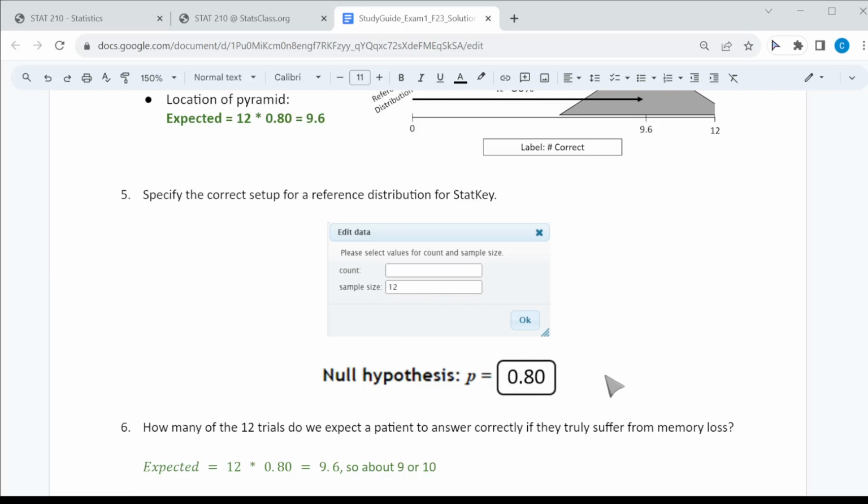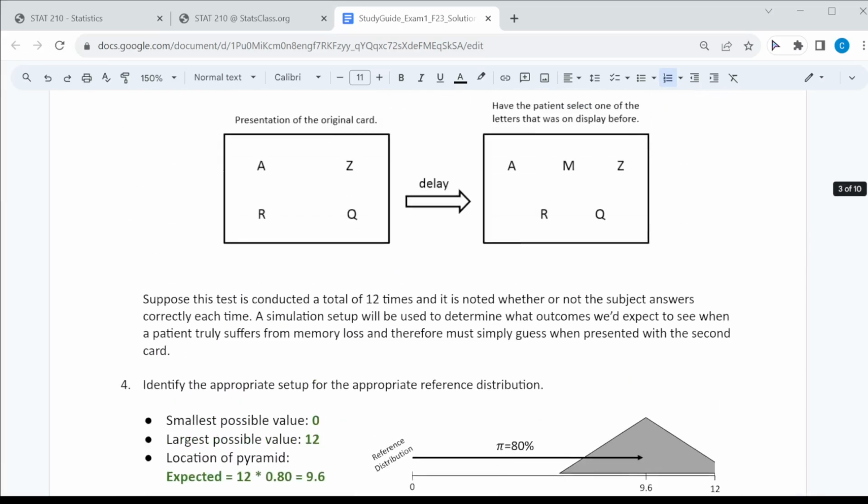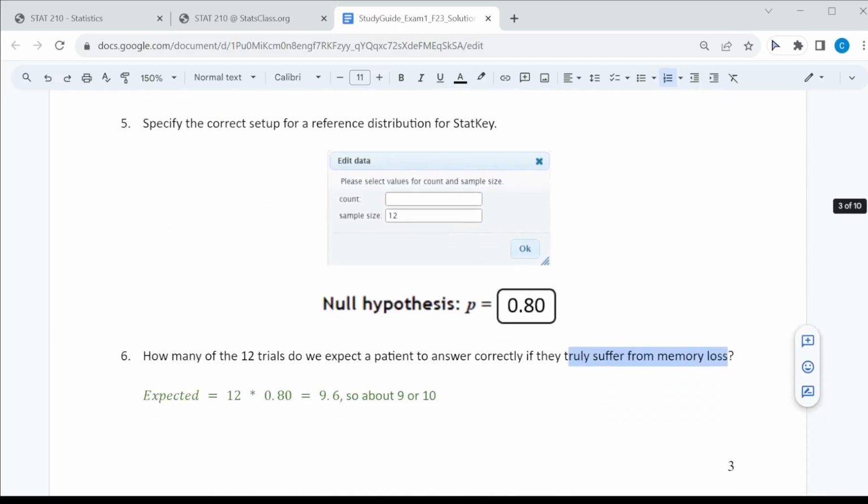The proportion is 80%. Here, number 6, how many of the 12 trials do you expect a patient to answer correctly if they truly suffer from memory loss? So that is just going to be that expected count here. That's what that 80% implies up here. If they have an 80% chance of getting it correct, just because 4 of the 5 were already on that card. Okay.